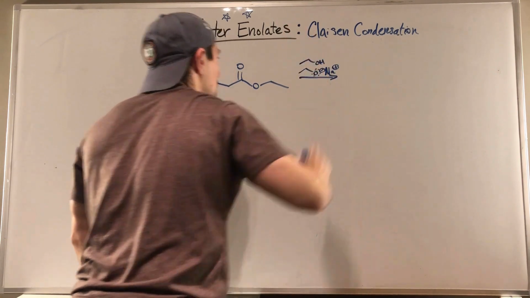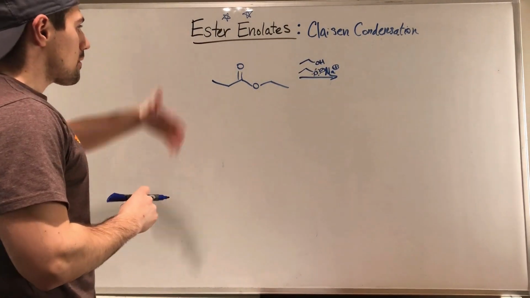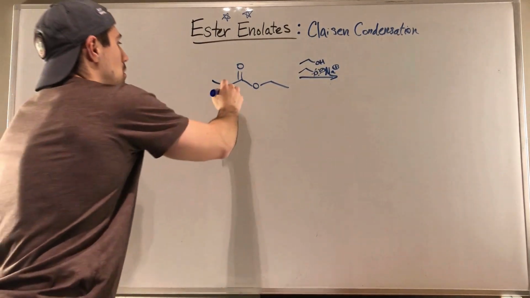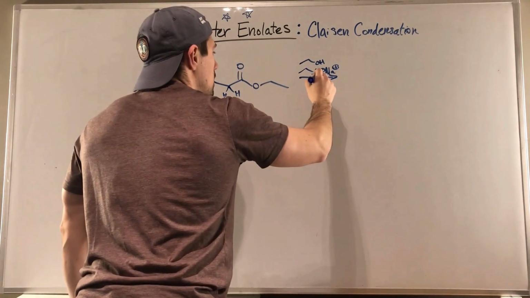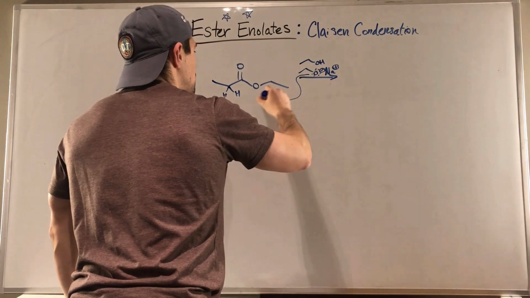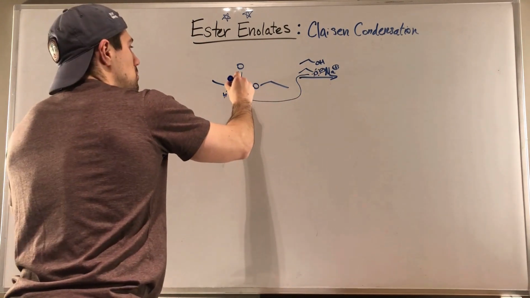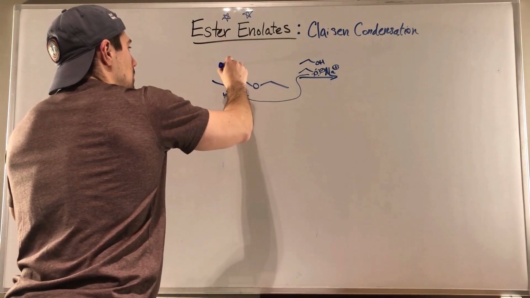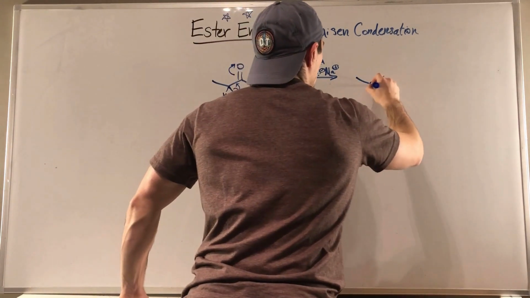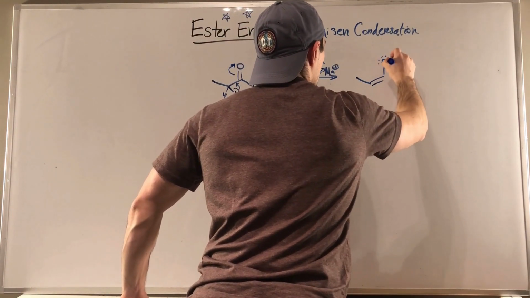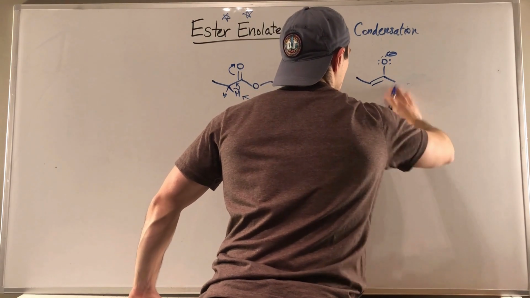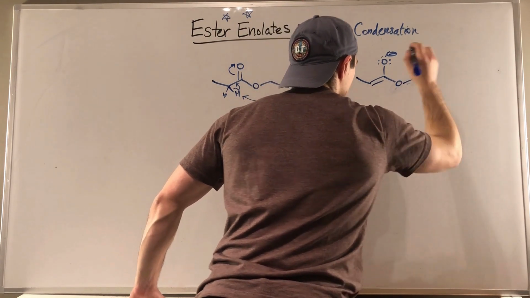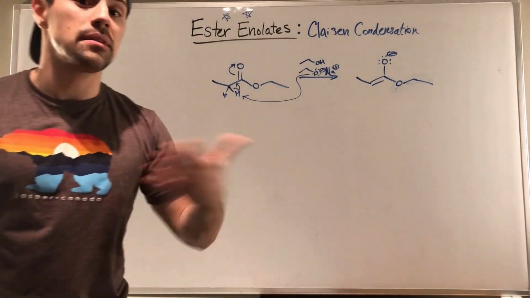Here we go. So if we have this, we have two available protons in that alpha position. Our base would deprotonate, electrons swing over, and then they kick up onto oxygen, and you generate your ester enolate. So no different than what we've done time and time again.